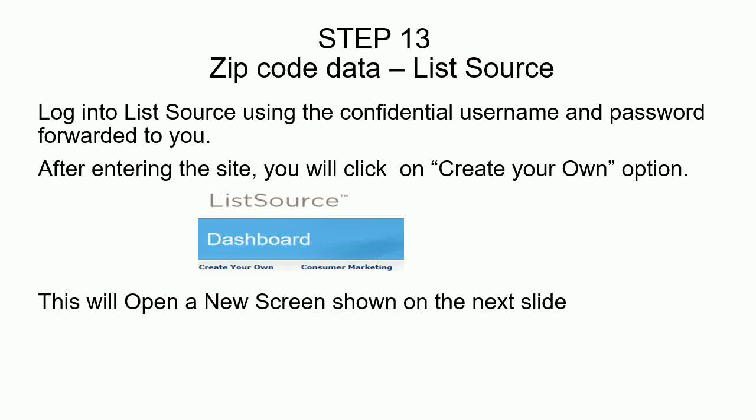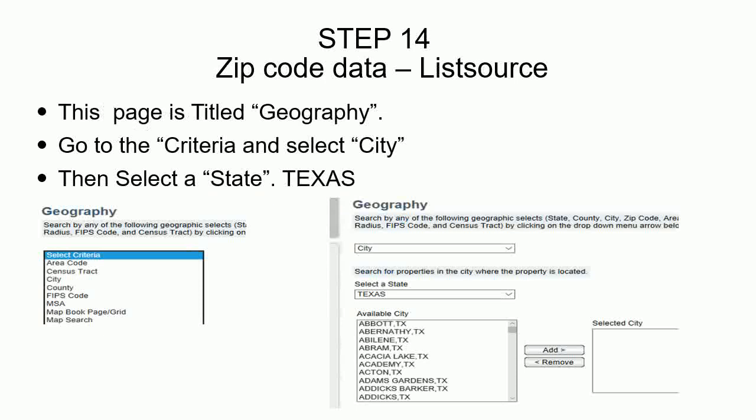After entering the site, you will click on the Create Your Own option. This will open a new screen shown on the next slide. Step 14. This page is titled Geography. Go to the Criteria and select the city option. This corresponds to the city specified for analysis. In this instance, the city is Houston.